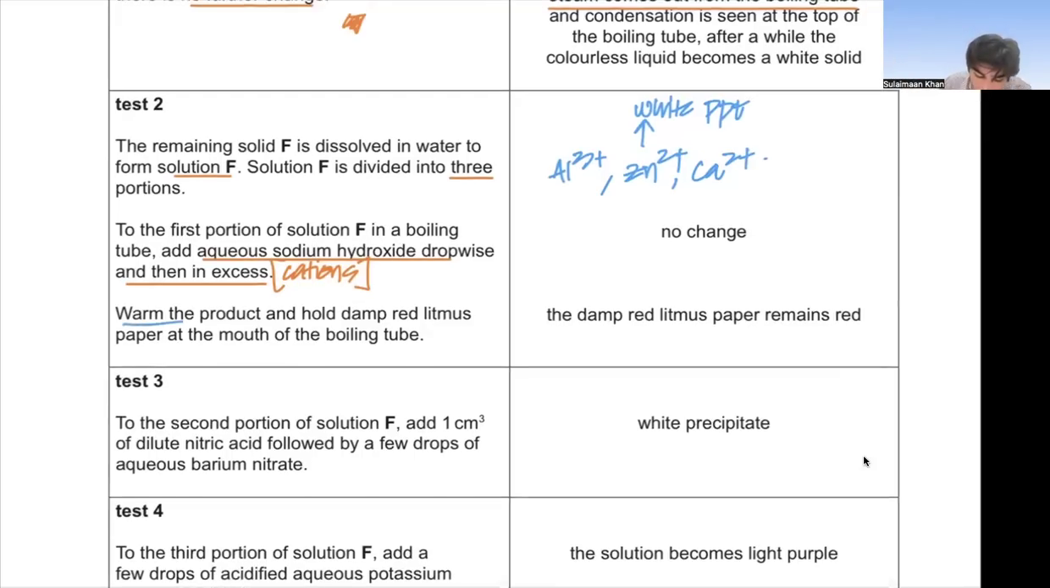But he's saying when he warms the product, hold up, only read till here. He added sodium hydroxide and now he's also warming it. What test is this? He's using sodium hydroxide and now he warms it even. So now this is a test for the ammonium ion. Remember, not the nitrate ion, the ammonium ion. For the nitrate ion you must also add aluminum foil with it. So now he's testing for the ammonium ion right here.